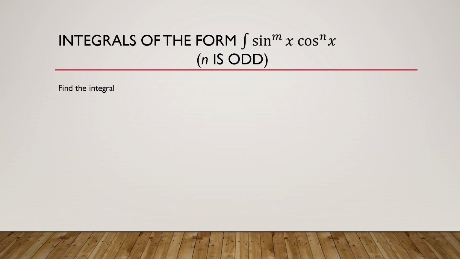Integrals may also be taken of the form sine to the mx times cosine to the nx, where n is odd. In this case, the integral of sine squared x times cosine cubed x dx. We'll still use the identity sine squared x plus cosine squared x equals 1. But for this case, we use the form cosine squared x equals 1 minus sine squared x.